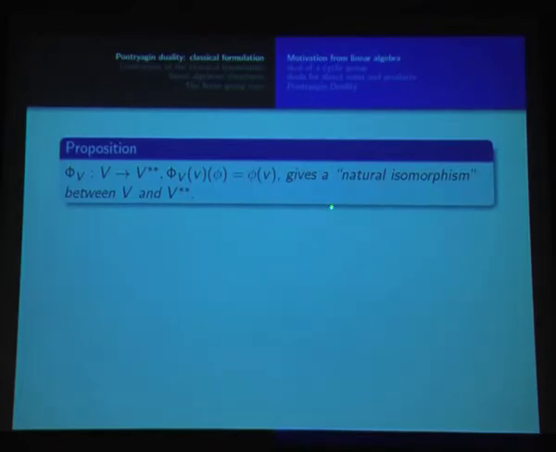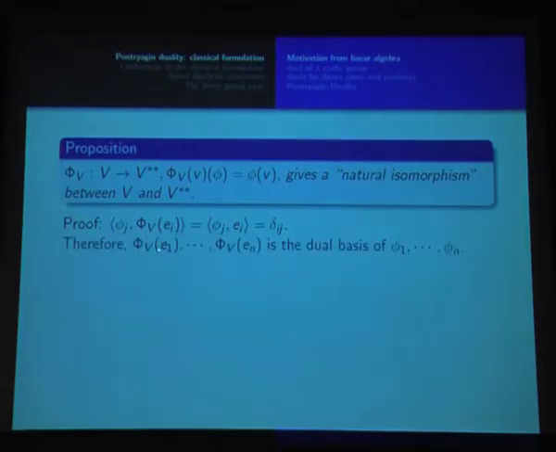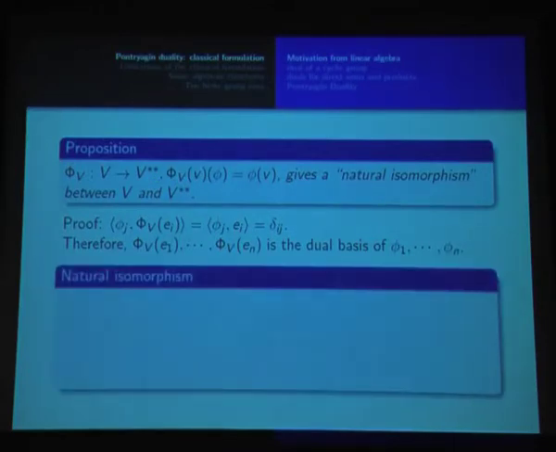So, the word natural isomorphism is kind of, of course, it is natural, but there is a precise sense to it. And so, how does one prove it? So, you take phi j of phi V E I. So, this is a functional on V star, and if you compute this object, then you see that this is same as phi j of E I. So, these quantities phi V E I, they form the dual basis of this one. So, that proves that these quantities are the dual basis. So, we have a map phi V which takes a basis and maps it to a basis. So, phi V must be an isomorphism.